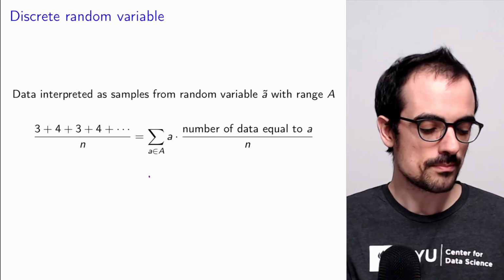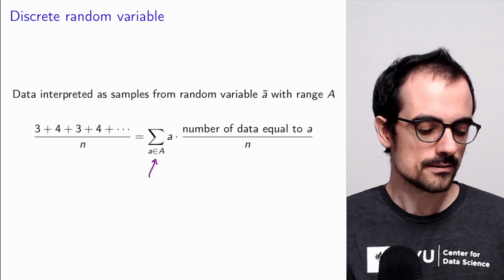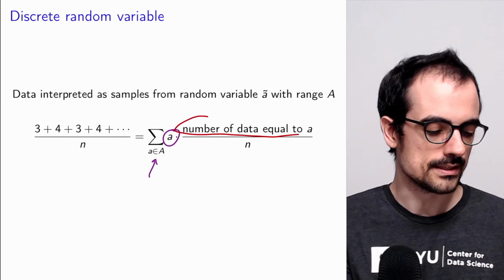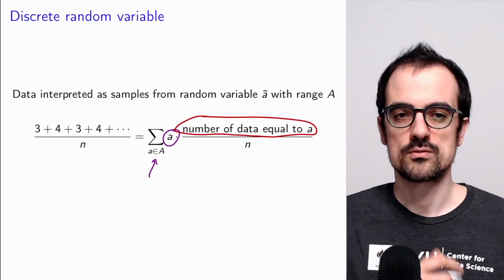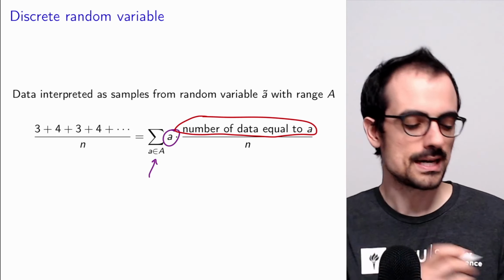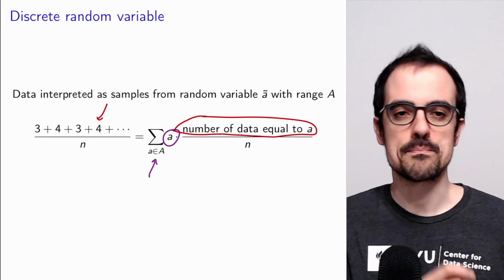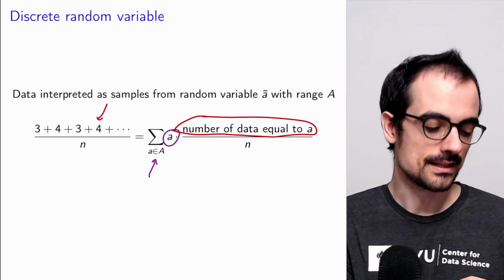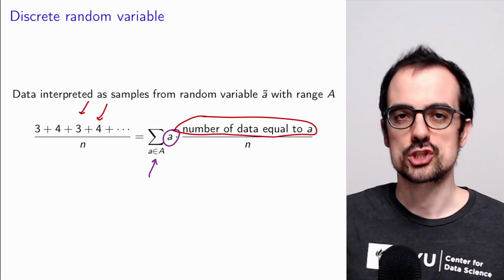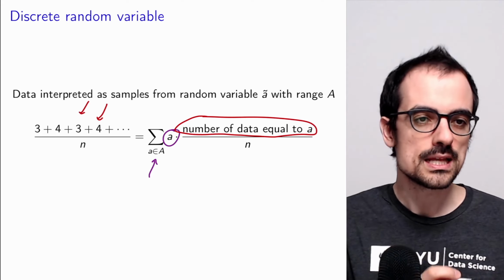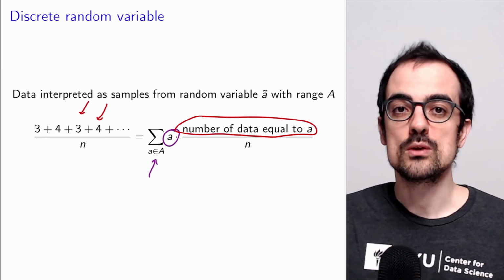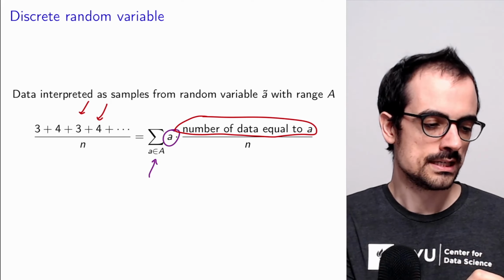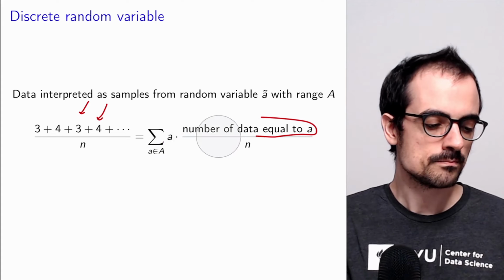We take every possible value that the random variable can take, and we multiply it by the number of times we see it in the data. So here we would take, for example, 3, and then multiply it by the number of times that 3 appears in this sum. Then we would take 4, and we multiply it by the number of times that 4 appears in this sum, and so on and so forth. Hopefully you see that the sum on the left is going to be equal to the sum on the right. Why have we reformulated the sum in this way?